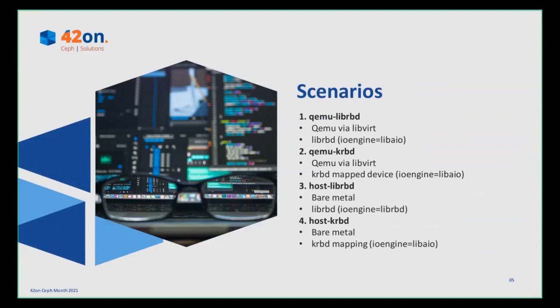So there are four major scenarios that we have defined for this particular test. It's Qemu using librbd, and we will be doing the test inside of the virtual machine using the libaio engine. Qemu using krbd, also via libvirt, same IO engine. Then we will be testing the host librbd, so that's bare metal on the same host that the virtual machine exists on, and we will be using the librbd IO engine of FIO. And we will be testing the host krbd performance on bare metal with the krbd mapping, and the IO engine will be libaio here.